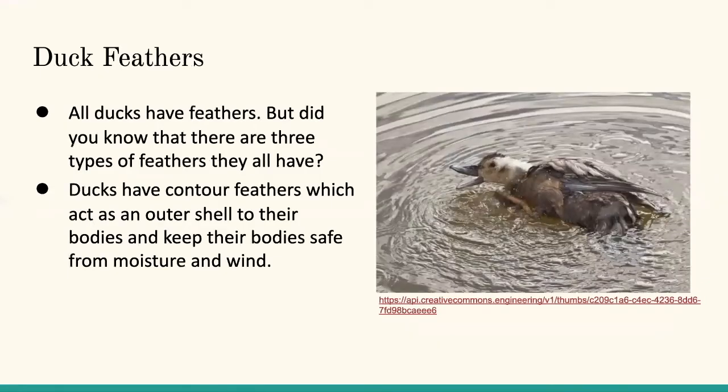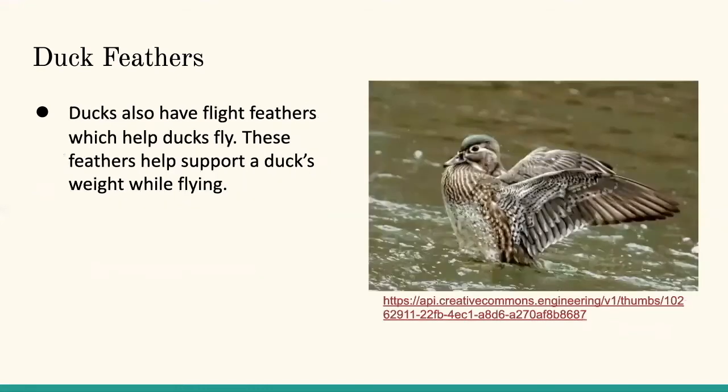Now we will talk about the feathers of a duck. All ducks have feathers, but did you know that there are 3 types of feathers they all have? Ducks have contour feathers, which act as an outer shell to help their bodies and keep them warm and safe from moisture and wind. A picture to the right here is of a duck. You can see he got a little bit more wet than anticipated, kind of freaking out a little bit. He's going to try and probably shake above water now and dry off.